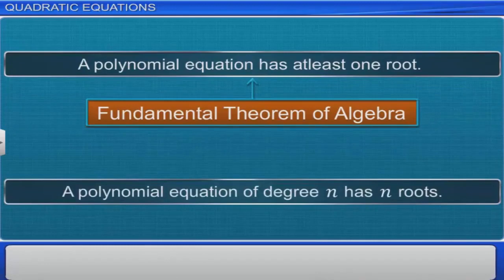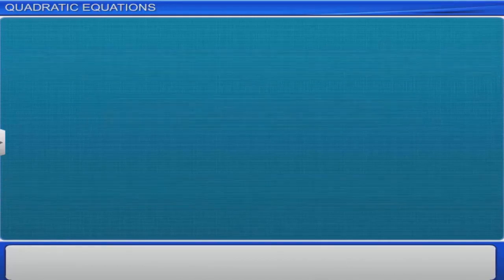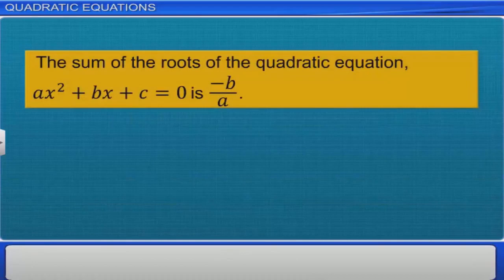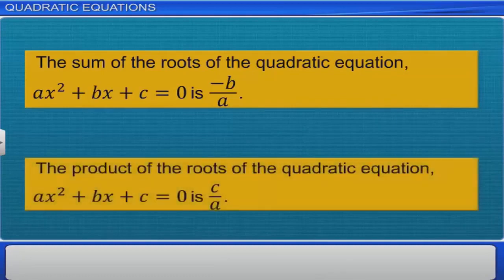Let's review the properties of the roots of a quadratic equation. The sum of the roots of a quadratic equation is equal to minus b divided by a. The product of the roots of a quadratic equation is equal to c divided by a.